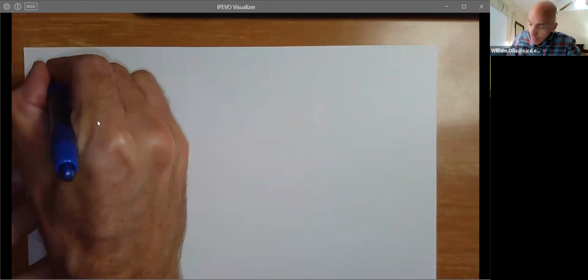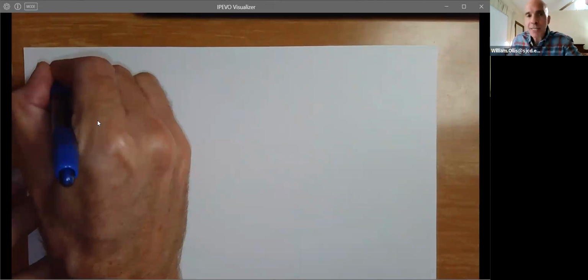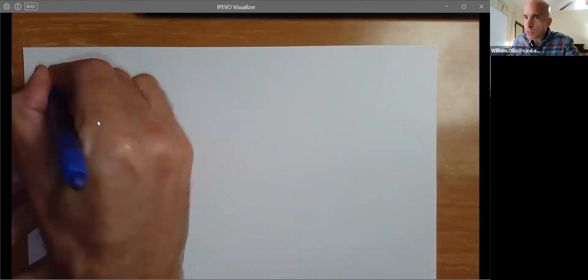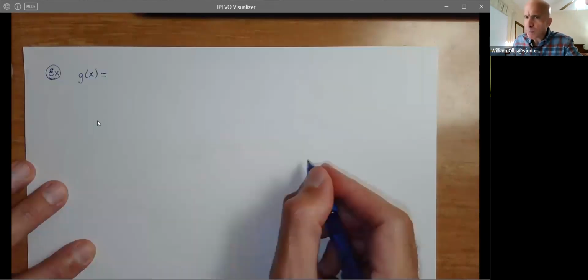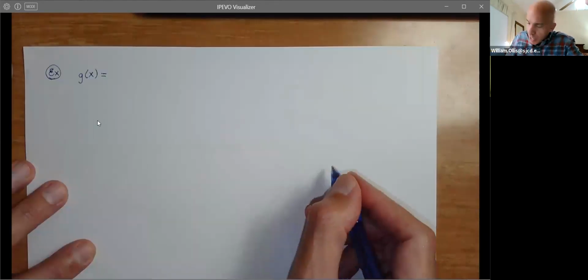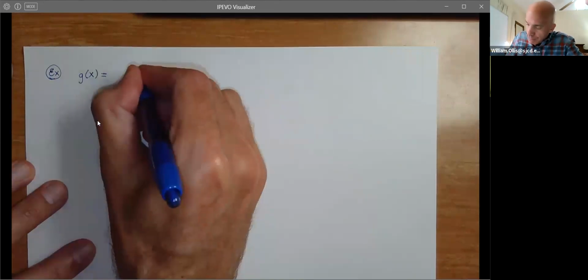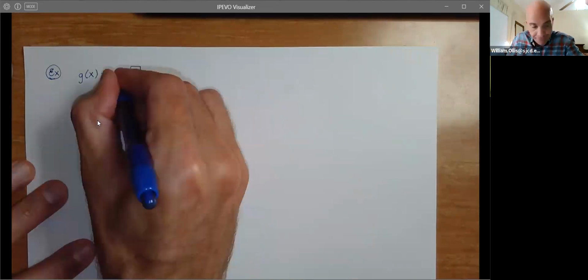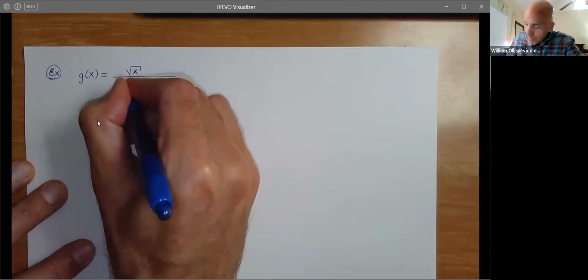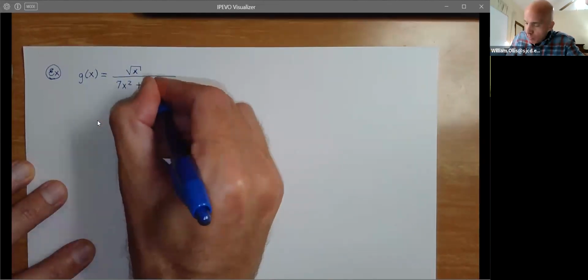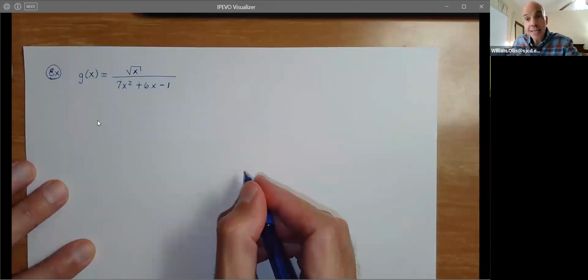We have g of x, and then of course WebAssign will give you lots of practice with substituting into functions. You'll find that to be just good practice, but very simple. So we have the square root of x divided by 7x squared plus 6x. You're thinking, with all those horrible inequalities we had at the first part of the lecture, this is easy.